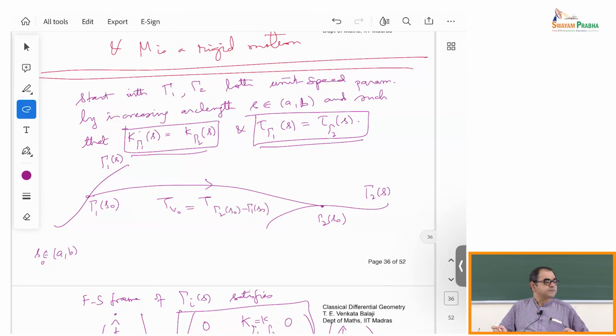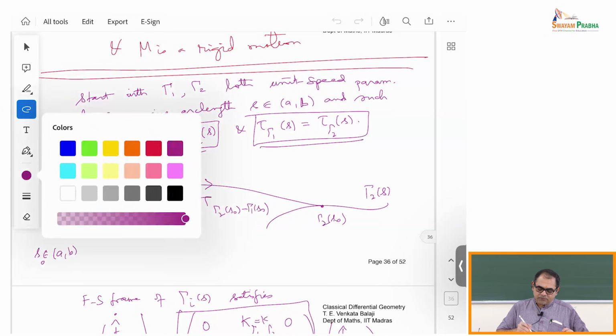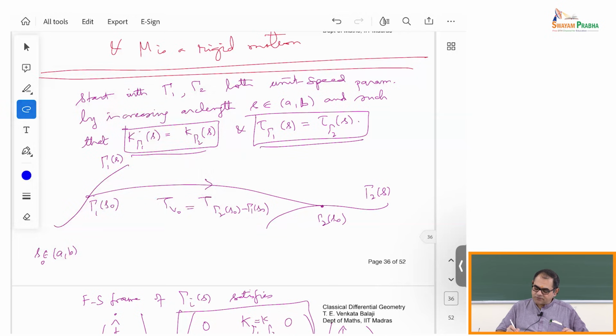You do this translation. After you do this translation, what you have achieved is that the first curve is now translated like this. It goes here. So you get T V naught circle gamma 1 of s. You get this curve. And this curve is now intersecting gamma 2 at the same point, which is gamma 2 s naught.